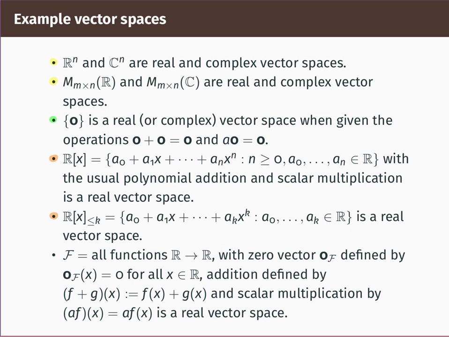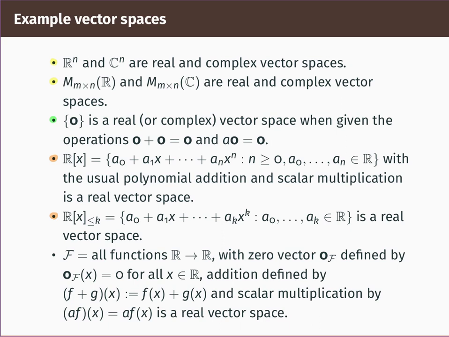You know how to add two polynomials and collect the coefficients together. You know how to multiply a polynomial by a real number. And when you do that, you produce something which is a real vector space. The 0 vector is just the 0 polynomial, so the constant polynomial whose value is 0.